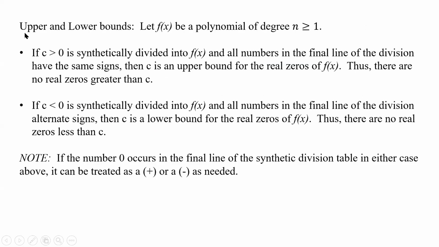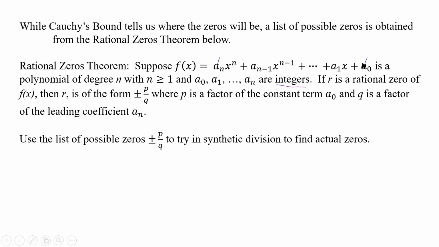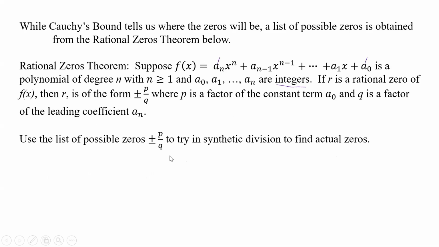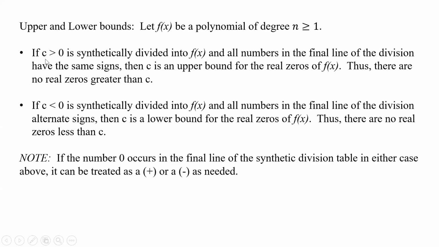Now, we also have something called the upper and lower bounds. We're going to let f of x be a polynomial. Again, it's going to look something like that, and I didn't want to write it all out again. It's going to be degree n greater than or equal to 1. Then if we do that synthetic division with whatever p over q's we have, and we use some c greater than 0, some p over q that's greater than 0, then if the final line of the division has all the same signs, we know we've got the upper bound for the real zeros.